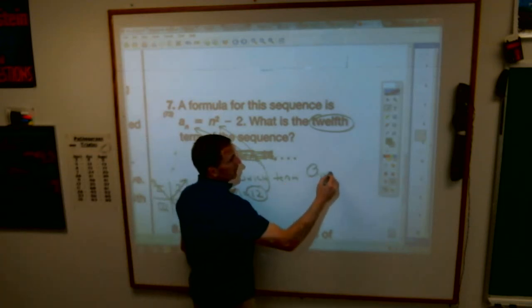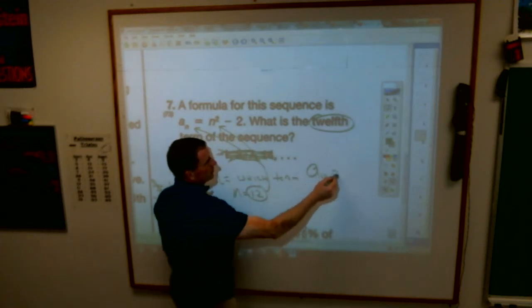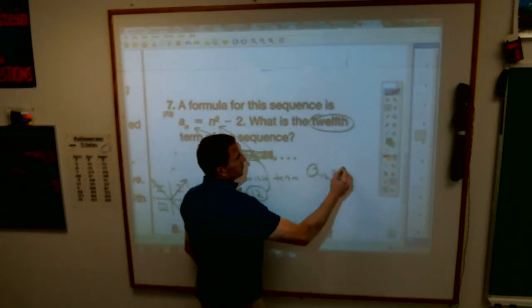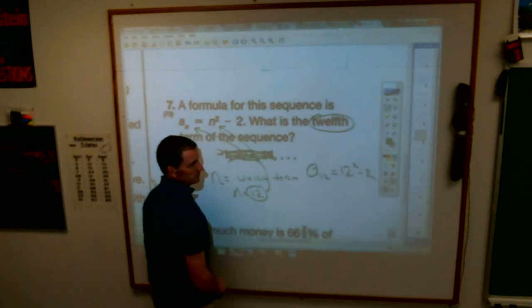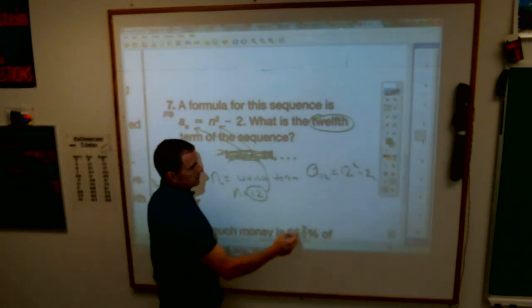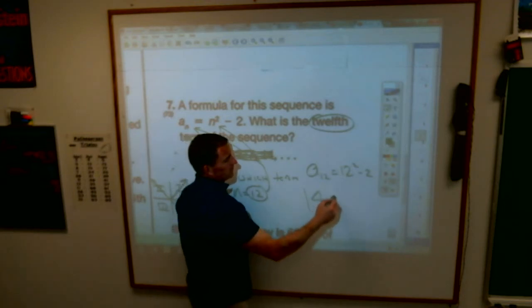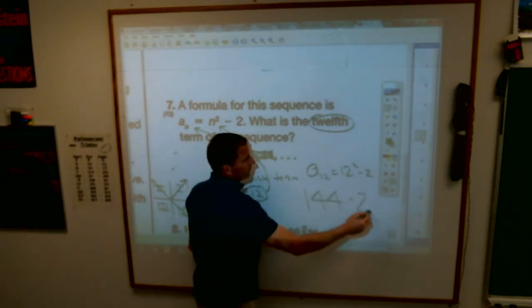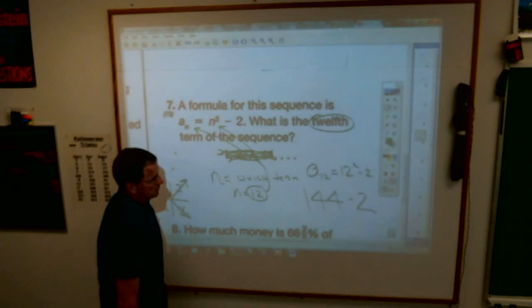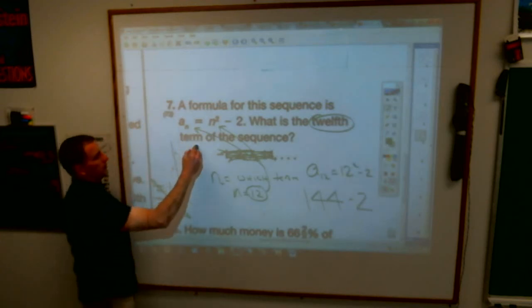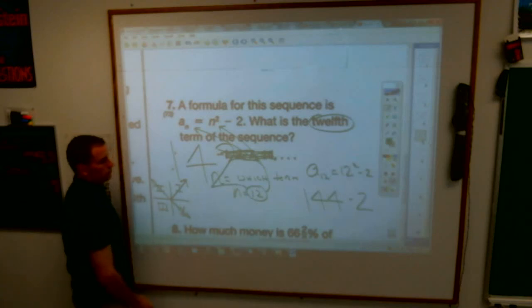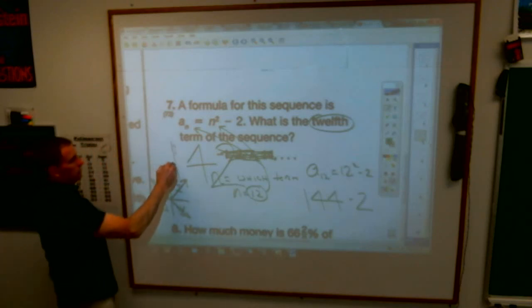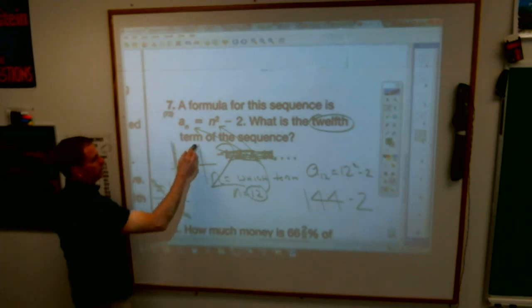a sub 12, which is just the label. The 12th term is 12 squared minus 2. What is 12 squared? 144. 144 minus 2 is 142. You don't even need to know what that is.